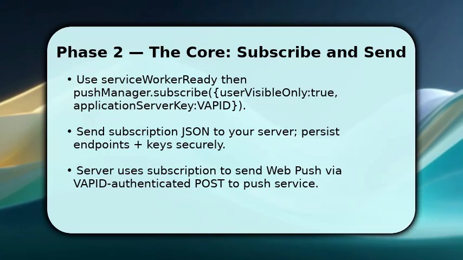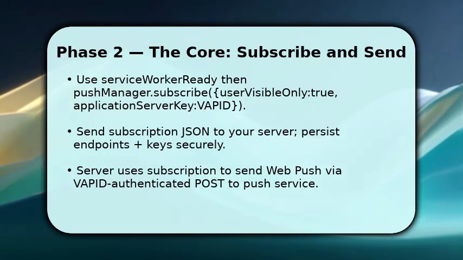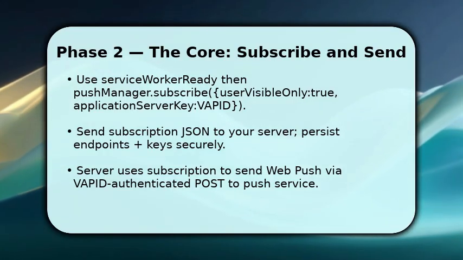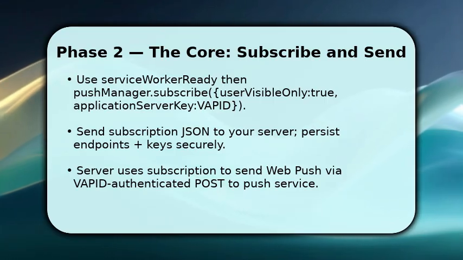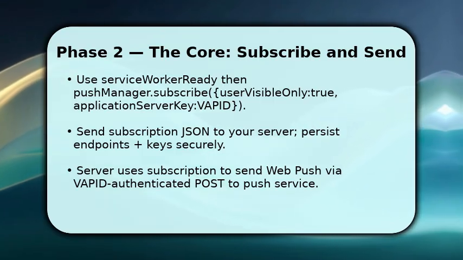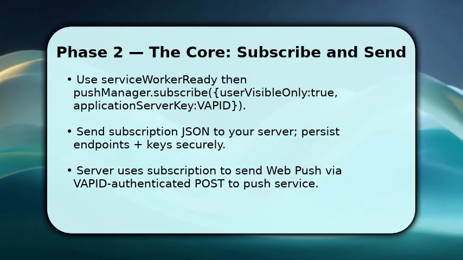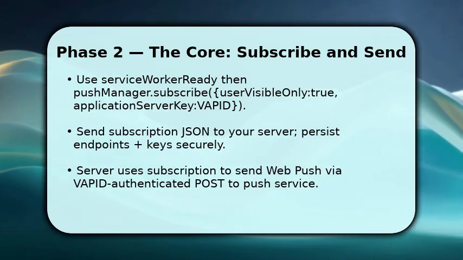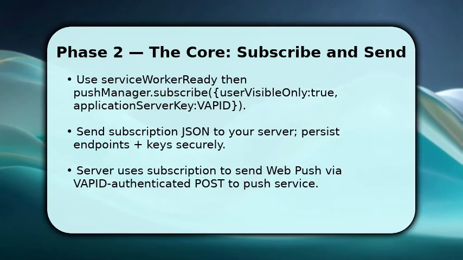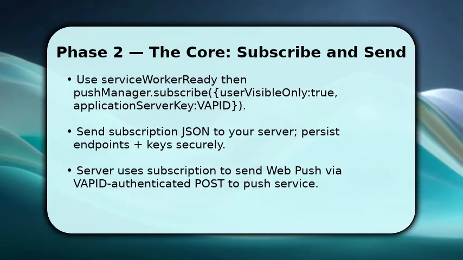Now create the push subscription. Wait for navigator.serviceWorker.ready, then call registration.pushManager.subscribe with userVisibleOnly: true and applicationServerKey: urlBase64ToUint8Array(VAPID public key). Convert and send the returned subscription JSON to your server and store the endpoint and keys.